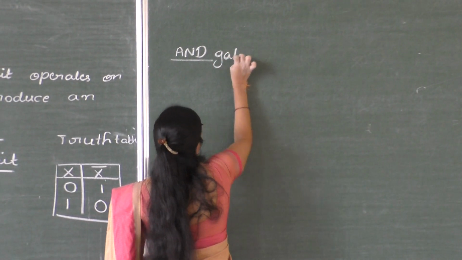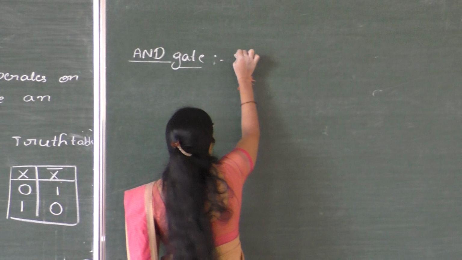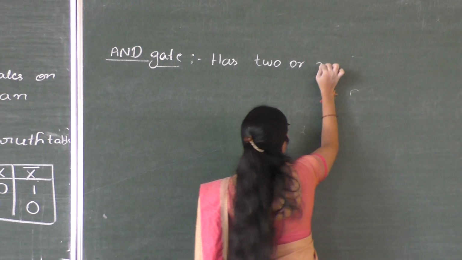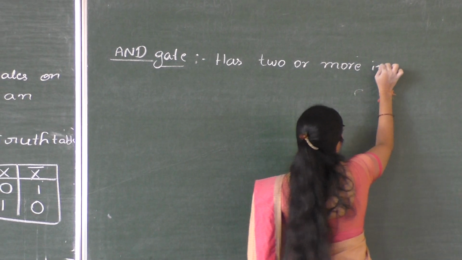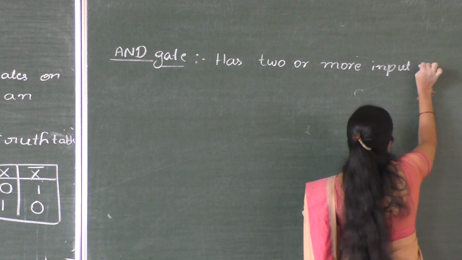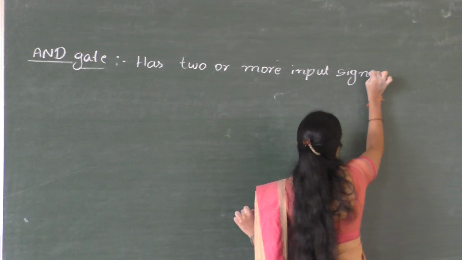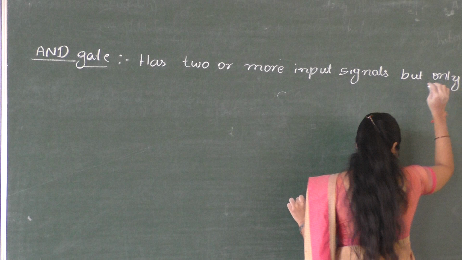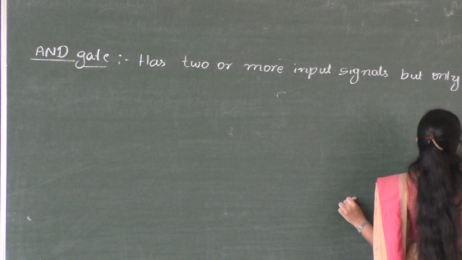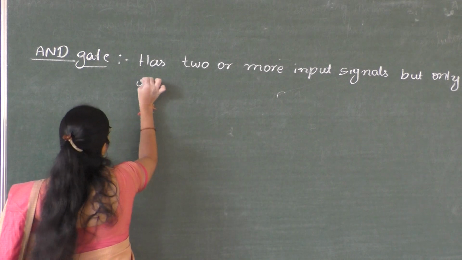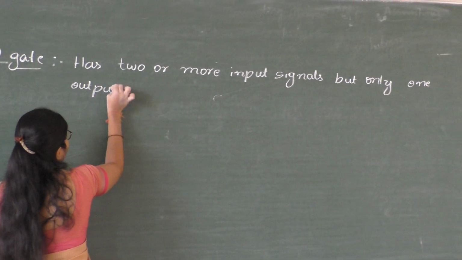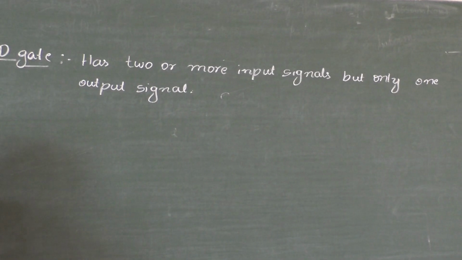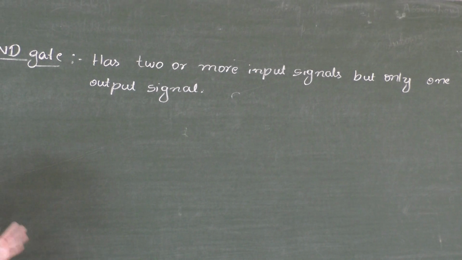AND gate has two or more input signals but only one output signal. If any one of the input signals is 0, the output is 0.